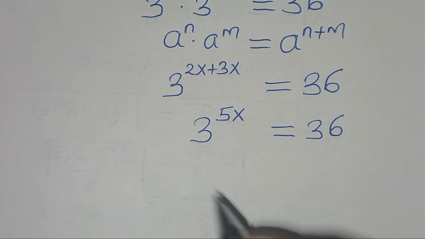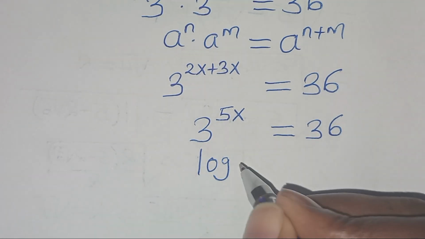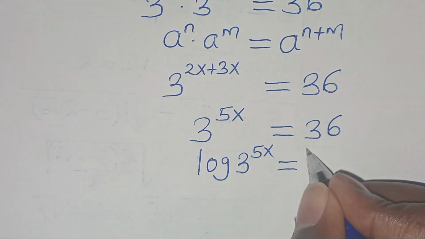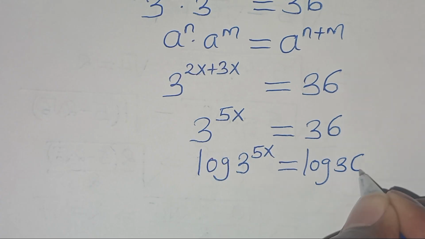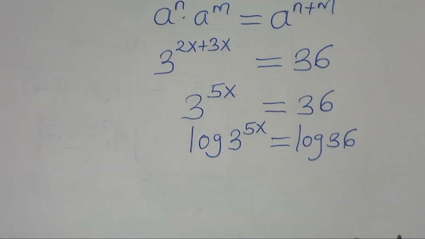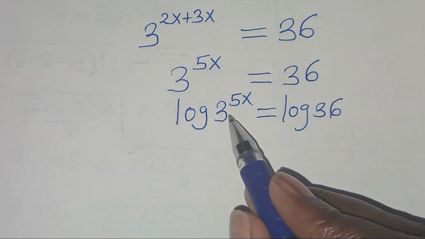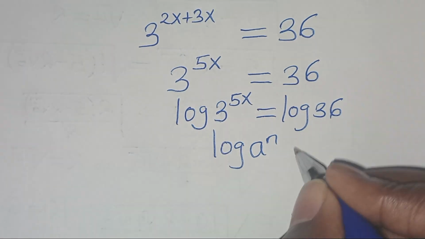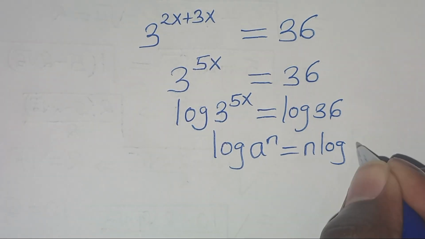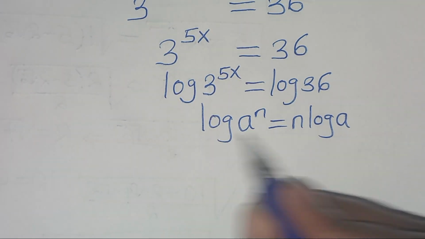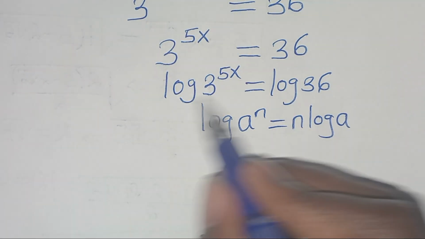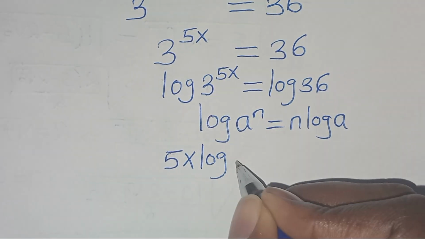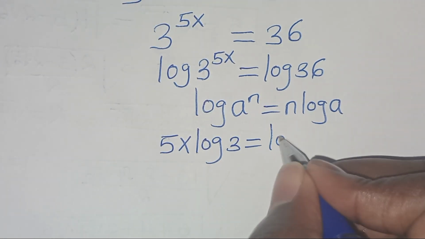To solve for x here, we introduce logarithm on both sides so that we have log 3 to the power of 5x. This is equal to log 36. The next step from here, log 3 to the power of 5x is in the form of log a to the power of n, which we can express as n log a. Applying this power rule property of logarithm, then log 3 to the power of 5x becomes 5x log 3. This is equal to log 36.